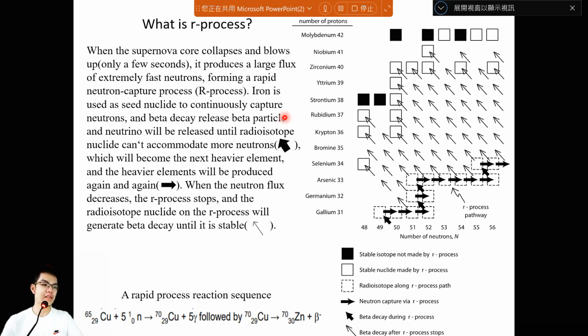Iron is used as seed nuclei to continuously capture neutrons, and beta decay releases beta particles, and neutrons will be captured until the radioisotope nuclei can no longer accommodate more neutrons. The black arrow shows which will become the next heavier element, and heavier elements will be produced again and again.